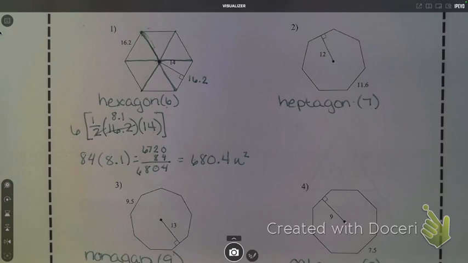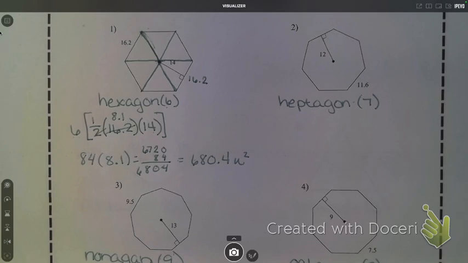Yeah, I think I did something wrong. Okay, well, I personally thought it was easier to take half of 14 and get 7. Take 7 times 16.2, which is 113.4, and then multiply that by 6. But you should get 680.4 units squared. Nothing has units on it today, so we're all putting what? Units squared.